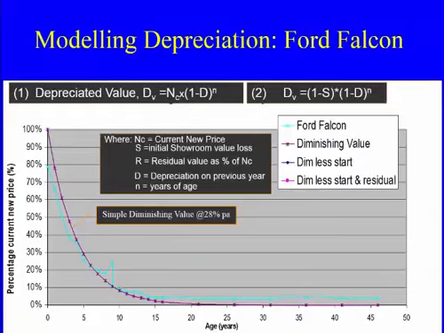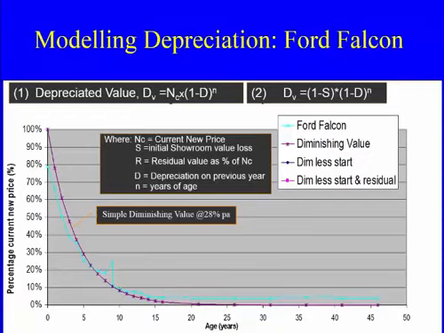However, we also note that the curve, the mathematical diminishing value depreciation curve, underestimates the value of a very old Ford Falcon, but it overestimates the value of a relatively young one. And so we have these two errors between the market data and the mathematical curve.